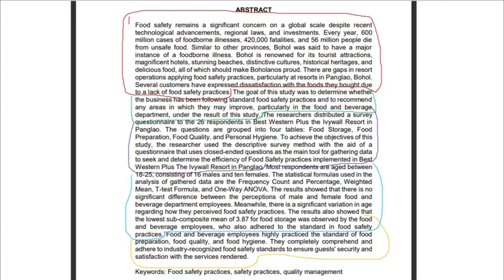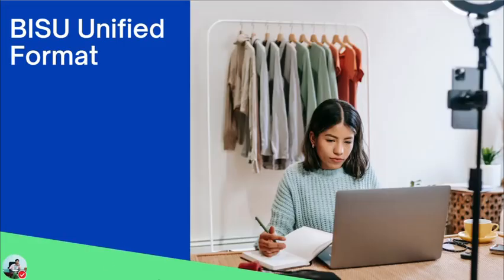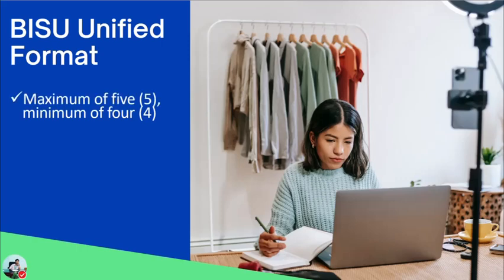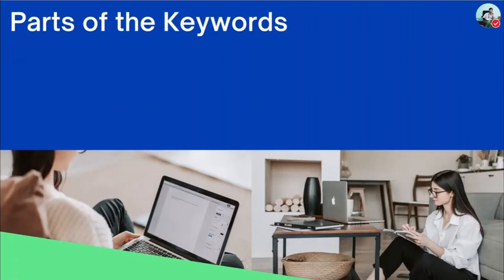Okay, these keywords are wrong. The keywords here are wrong. So for the keywords, maximum of 5, minimum of 4. So there are also different parts of keywords. You do not just randomly put keywords for your abstract. There is a proper arrangement and content of keywords.